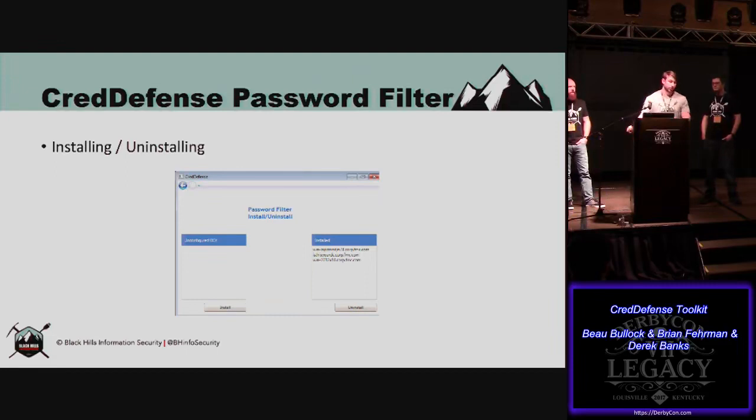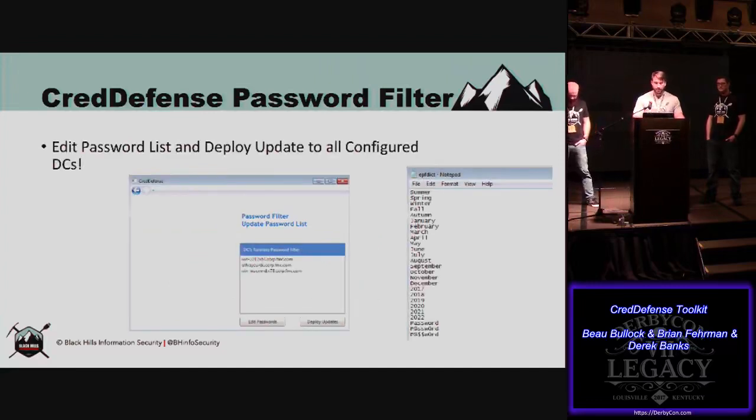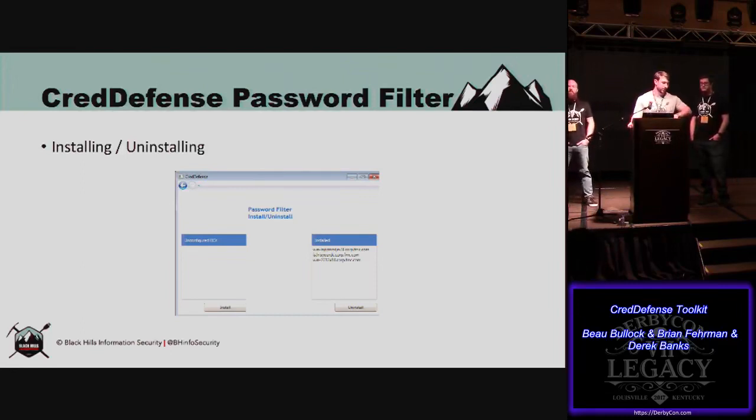It'll go and look at the registry to see if the password filter has been installed. If it hasn't been installed, it ends up in the unconfigured column. If it is installed, it's in the installed column. If you want to go ahead and install, you basically just click on the DC and click install. It'll deploy everything over to it, and it'll ask if you want to restart it.